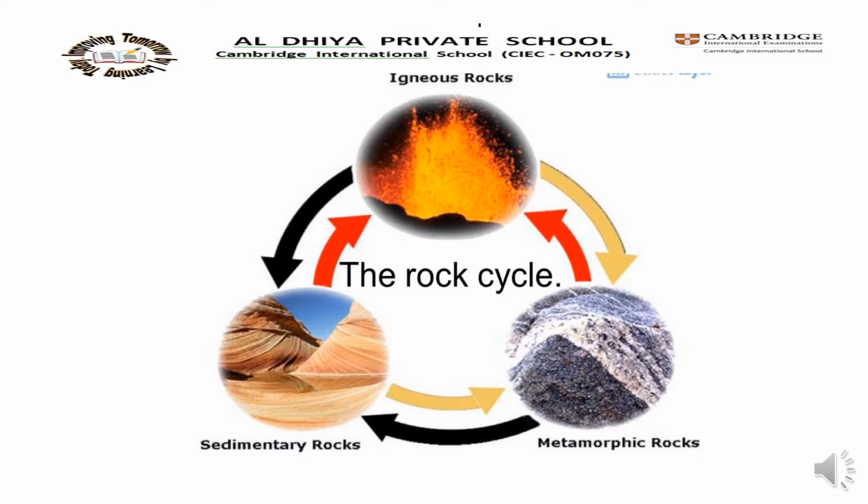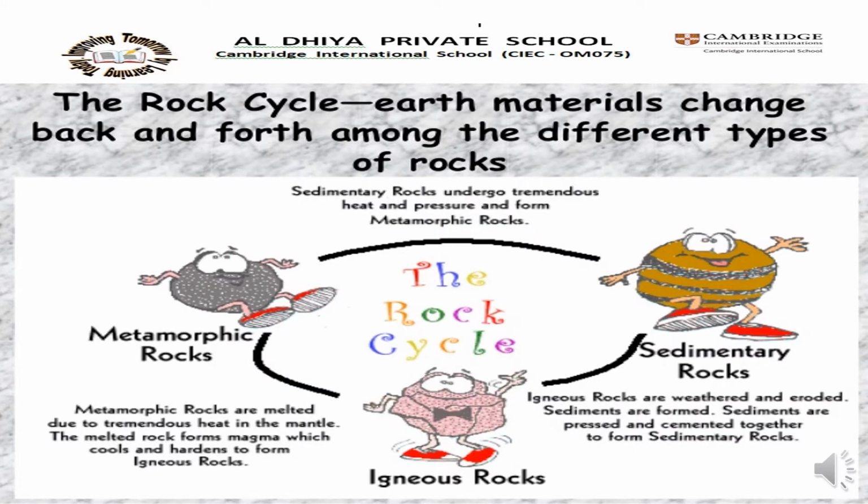This is a picture of a rock cycle. I will explain the rock cycle. First, the metamorphic rocks are melted due to tremendous heat in the mantle. The melted rock forms magma, which cools and hardens to form igneous rock.